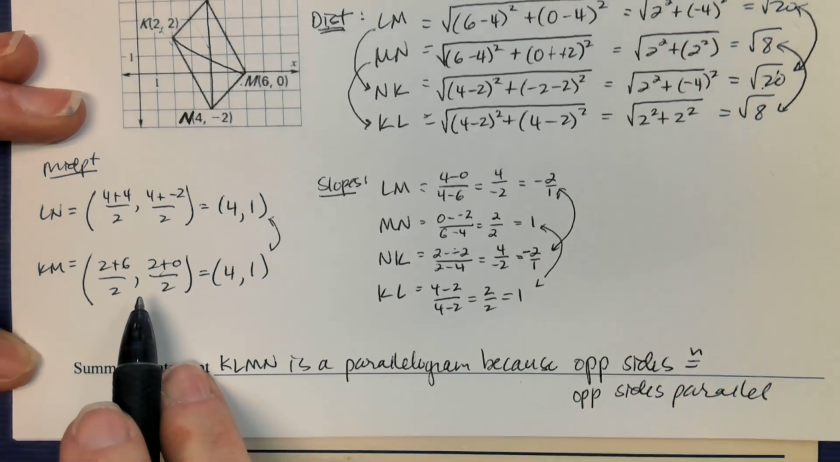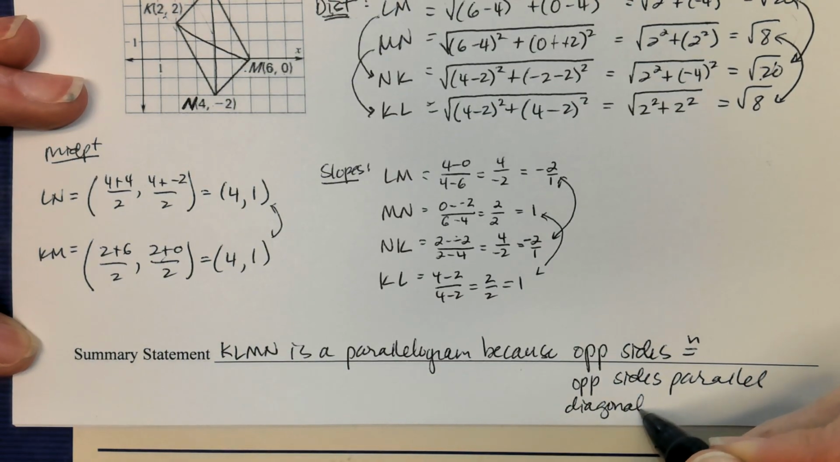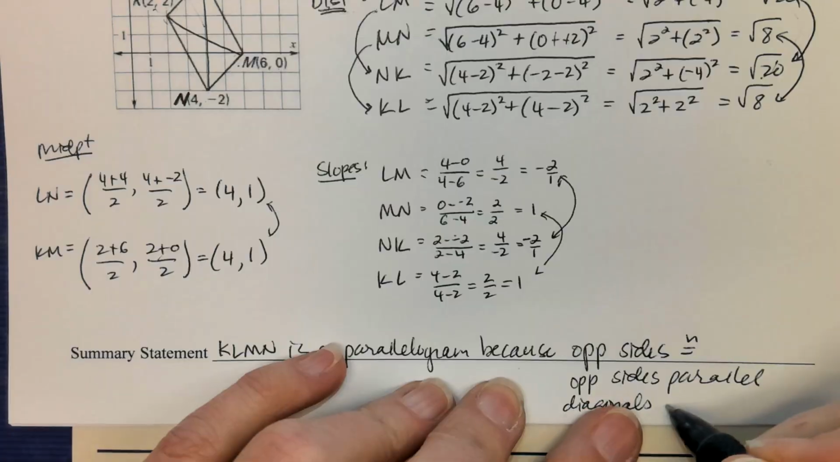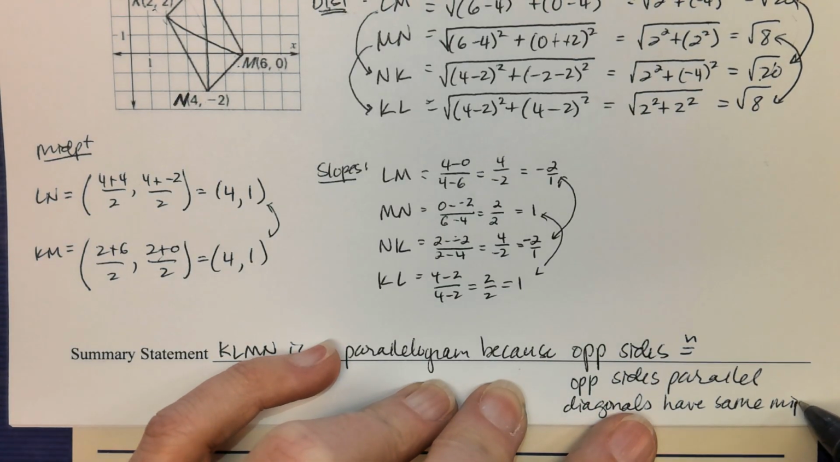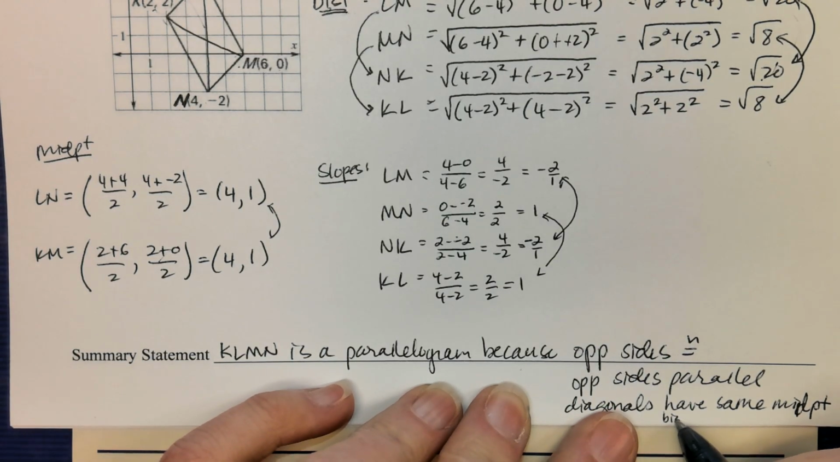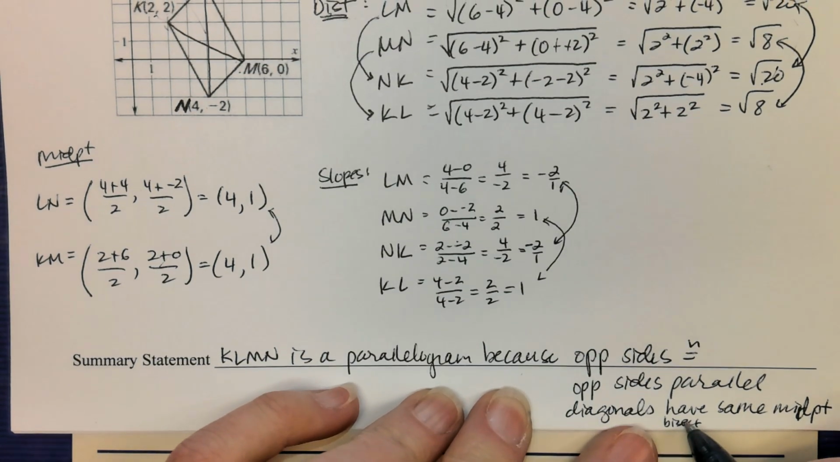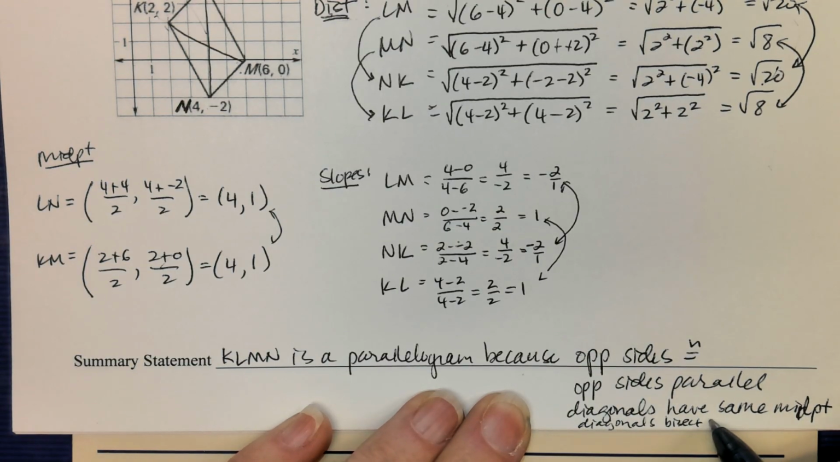If you did the diagonals, then you would say because diagonals have the same midpoint. You could also say they bisect each other. Diagonals bisect each other.